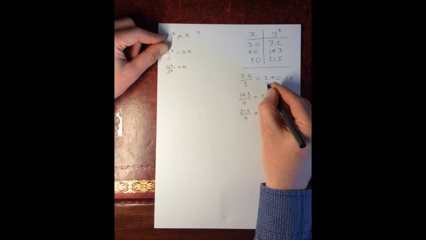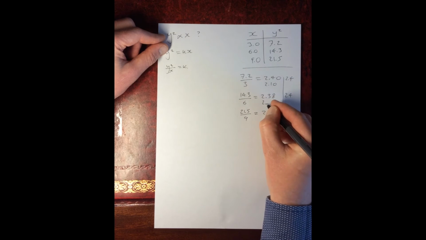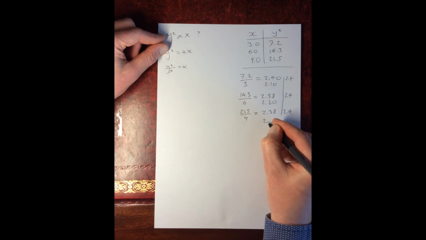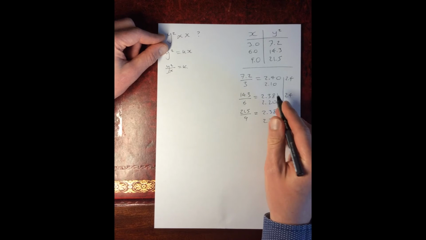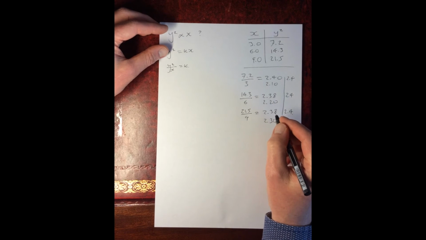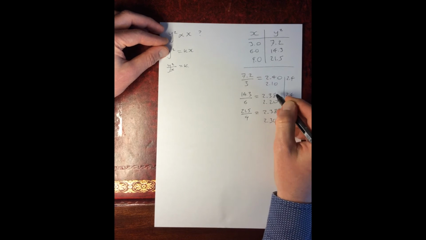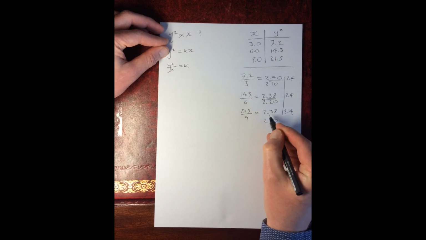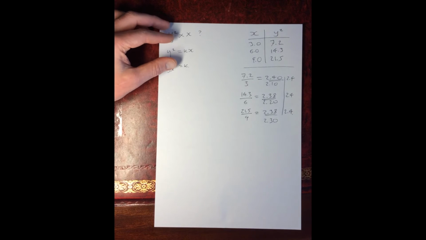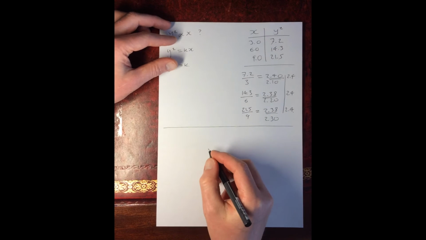If, let's say, this came out as 2.10 and this was 2.20 and this was 2.30, they're quite different then, so you could say then that it isn't proportional. Okay, but if they're very close, like these, you could argue that they are proportional. Okay, right, one more. Let's have a little look at this.